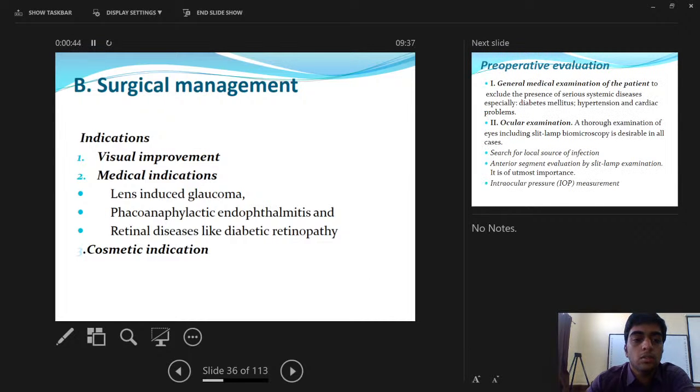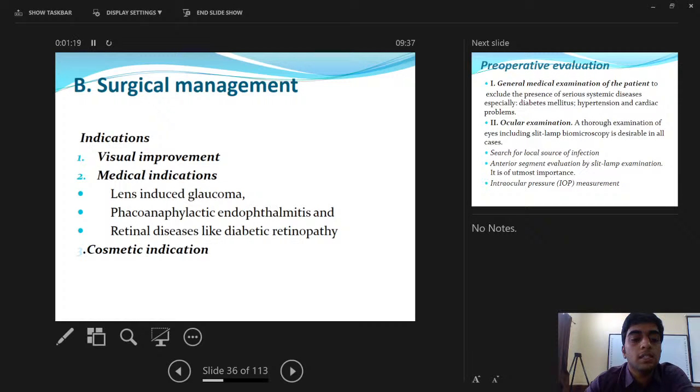So, what are the benefits of surgical management of cataract? The most important benefit which the patient gets by undergoing a cataract surgery is visual improvement. This is the main reason for going for a cataract surgery. And sometimes there are medical indications, like lens-induced glaucoma, where cataract surgery has to be done to reduce the glaucoma. Phacoanaphylactic endophthalmitis, where the eye is completely infective, where evisceration has to be undergone in those eyes, or else the infection can spread to other parts of the body and can be fatal.